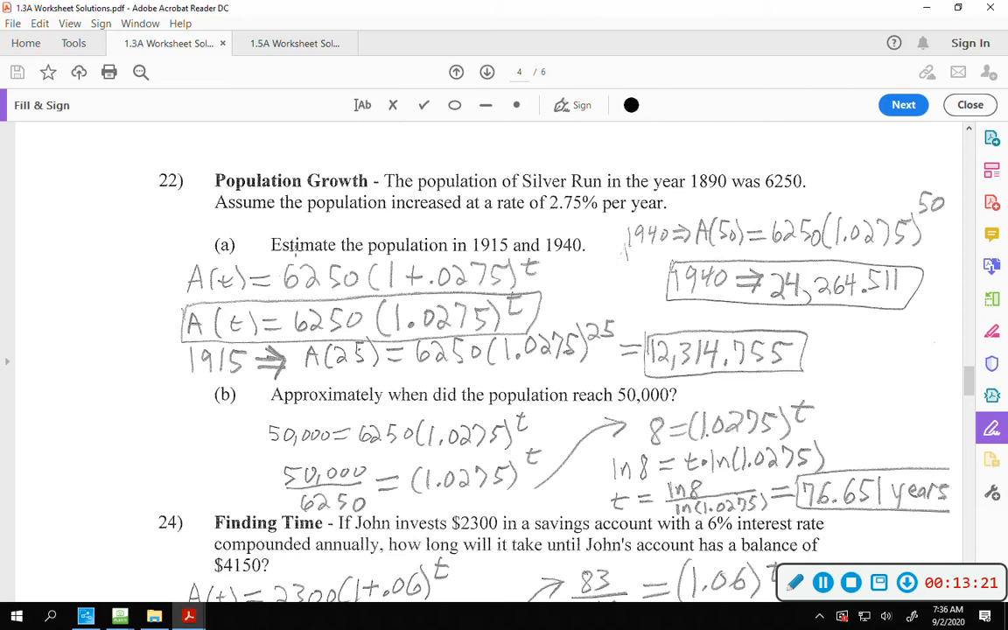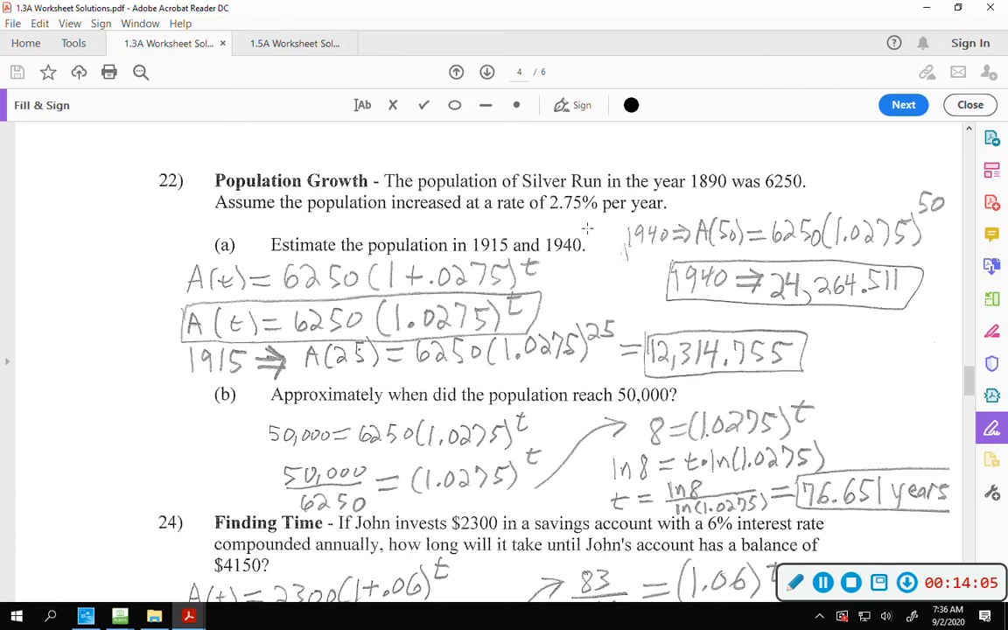Here's the initial amount in 1890. 1 plus 0.0275 is 1.0275. And now we just want to evaluate that after 25 years. From 1890 to 1915 is 25 years. We simply plug this into our calculator just like it looks. And we get 12,314. Notice I'm always rounding to 3 decimal places unless they specifically say on the AP test, round to the nearest person, round to the nearest bacteria, whatever it is that you might be finding, always present 3 decimals.